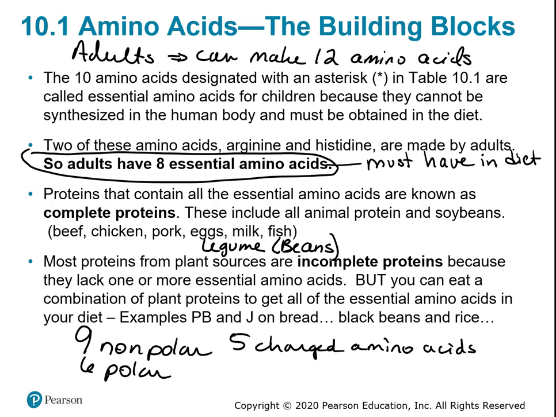Grains like corn, wheat, oats, rye, they have the missing ones. So by eating both beans and rice, or having peanut butter and jelly on bread, you actually end up getting a complete protein source, because you're getting both beans and some type of grain. So neither of those are complete on their own, but they will be considered a complete protein together.